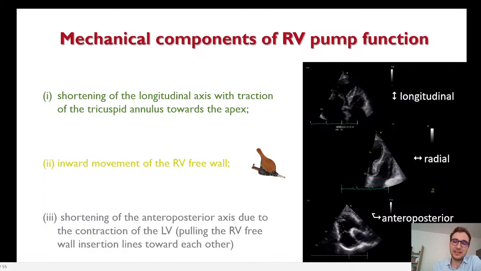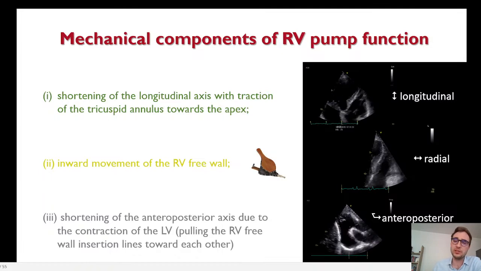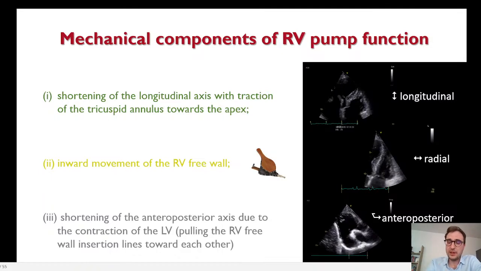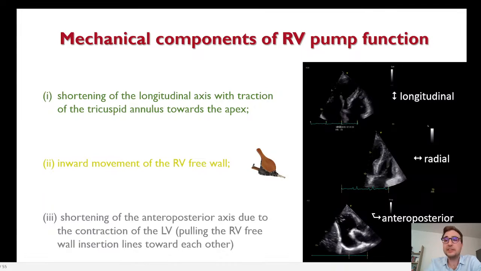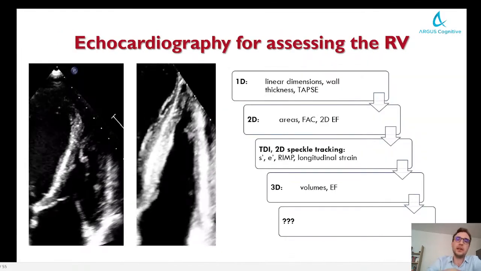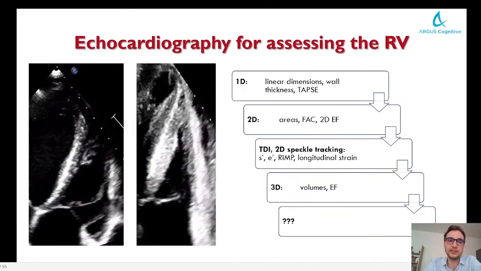Moreover, there's an anteroposterior motion as well, so a shortening along the anteroposterior axis due to the contraction of the left ventricle. So the right ventricular insertion points are pulled towards each other by the left ventricular contraction, and it also actively contributes to the global function of the right ventricle. So what kind of parameters do we use in everyday clinical practice?